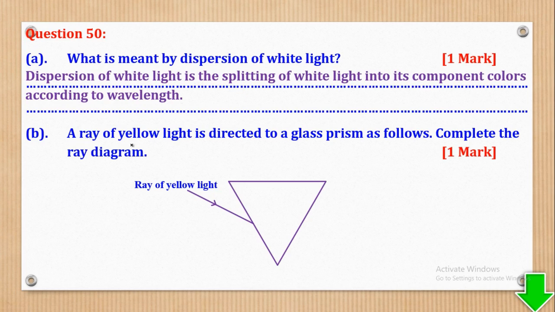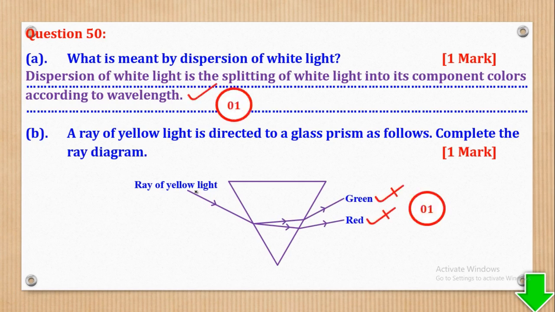Part B says a ray of yellow light is directed into a prism as follows. Complete that ray diagram. So what you should know is that yellow is a secondary color and it is made from red and green. Therefore, when it goes through the prism, it will split into red and green. So that is green, and next is red. So 1 mark for the definition, half a mark for this green, half a mark for this red. So you don't interchange because of the wavelengths.